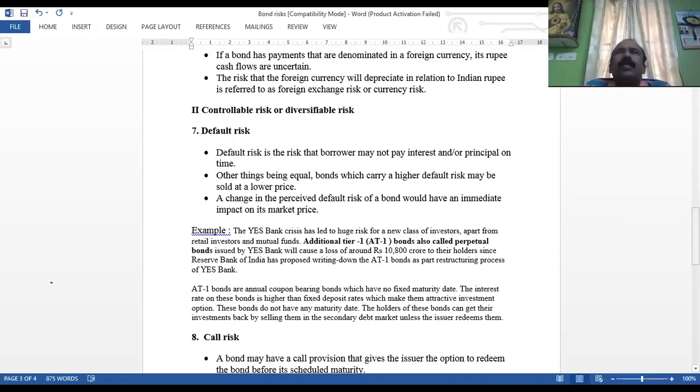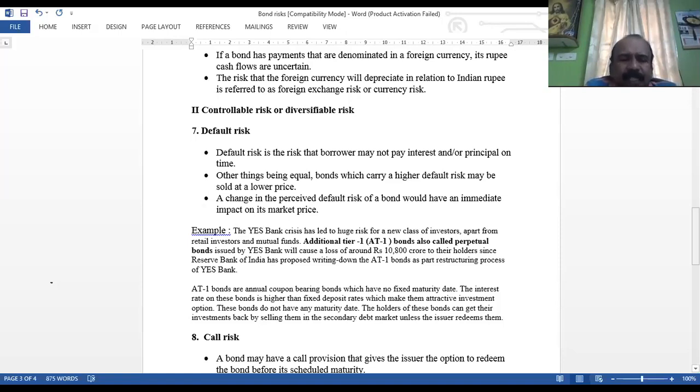Okay. So these are the interest rate risk, inflation risk, liquidity risk, reinvestment risk, foreign exchange risk, and real interest rate risk. These risks are not controllable. No company can control these particular risks. And we have a controllable, or diversifiable, risk, that is default risk. Default risk is the risk that the borrower may not pay interest or principal on time. So the company could not pay the interest amount and the principal amount on time. Other things being equal, bonds which carry high default risk may be sold at a much lower price. A change in the perceived default risk of a bond will have an immediate impact on its market price.